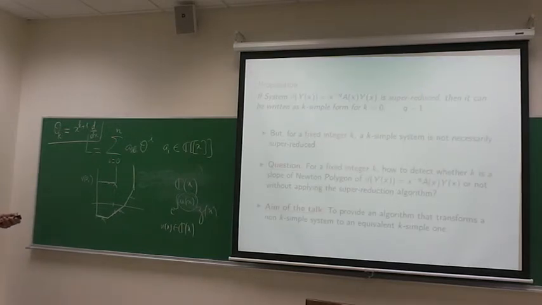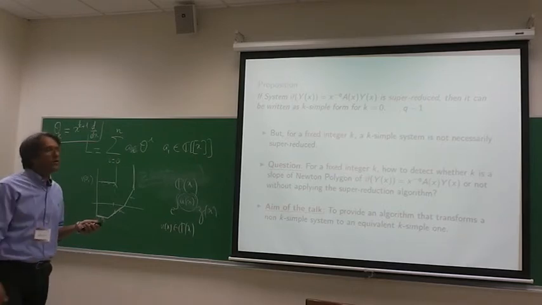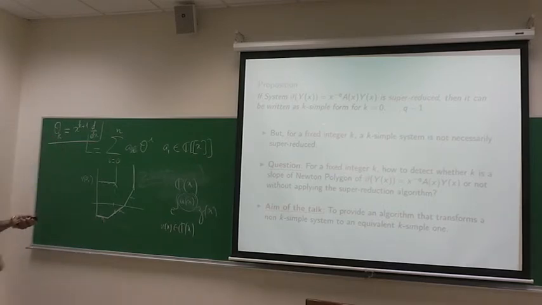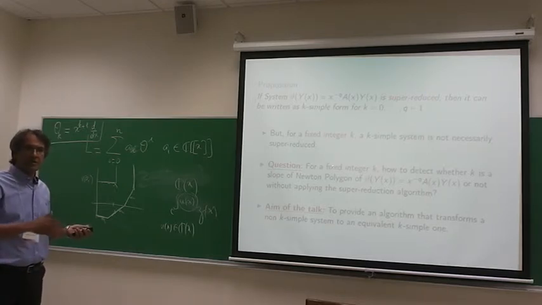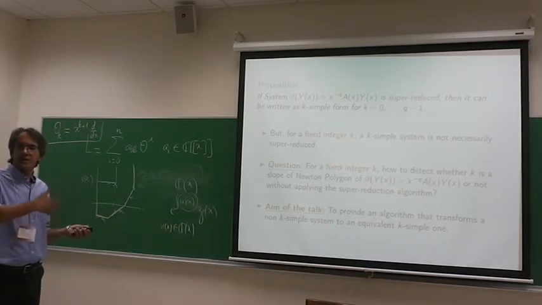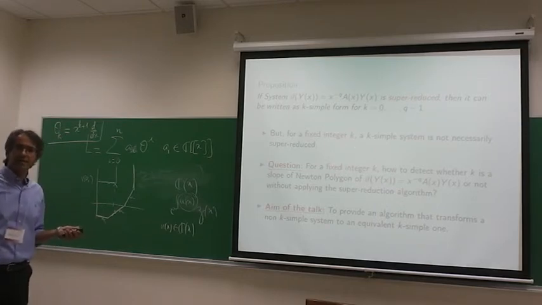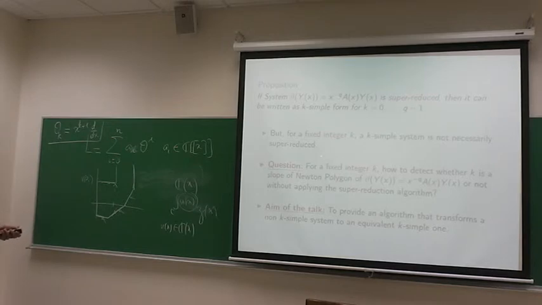Now, I come back to my original system here. If it is super reduced, I didn't say what super reduced is for those who don't know, but I will tell a little about this in a few seconds. So if a system is super reduced, then it can be written in K-simple form for each K from 0 to Q minus 1. So, in that sense, super reduced is stronger than simple system. Okay.